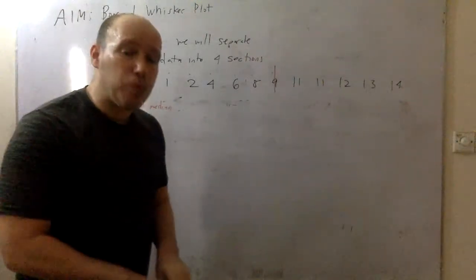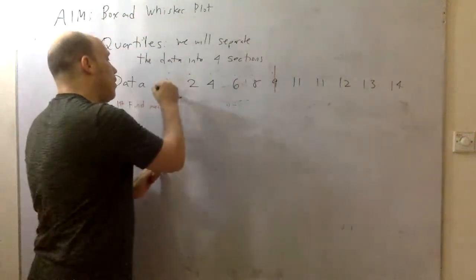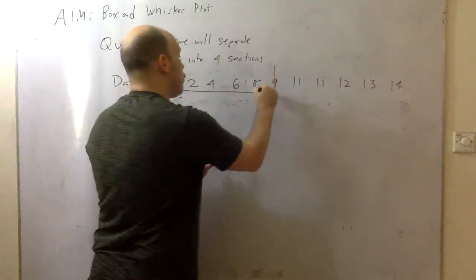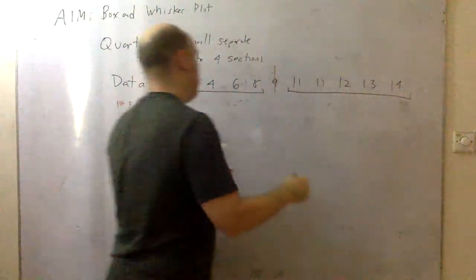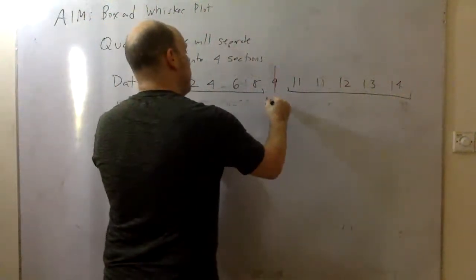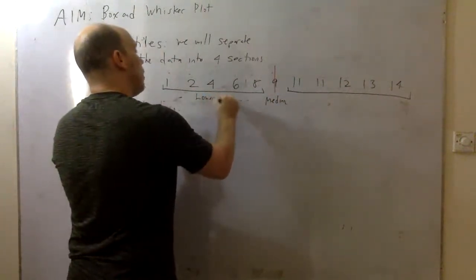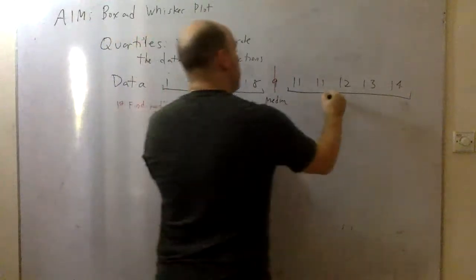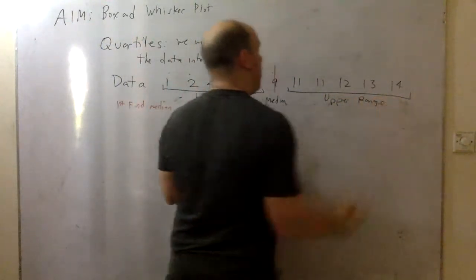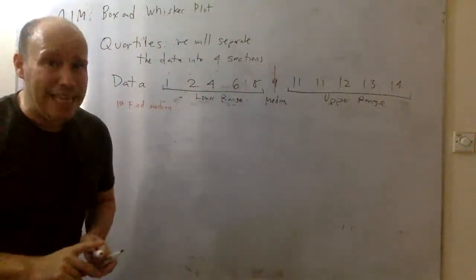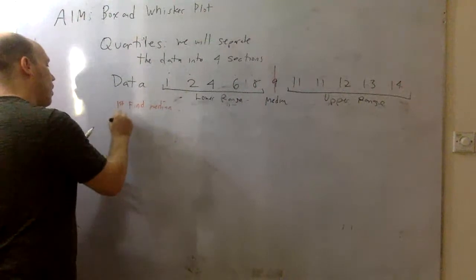Next, what we're going to do is split the data into a lower range and an upper range. So this part is the lower range, and this part is the upper range. So this is the median. This is our lower range, and this is our upper range. Next, I want you to find the medians of the upper and the lower range.